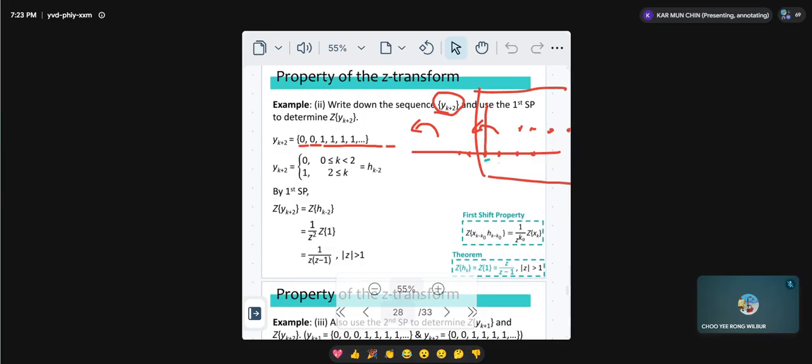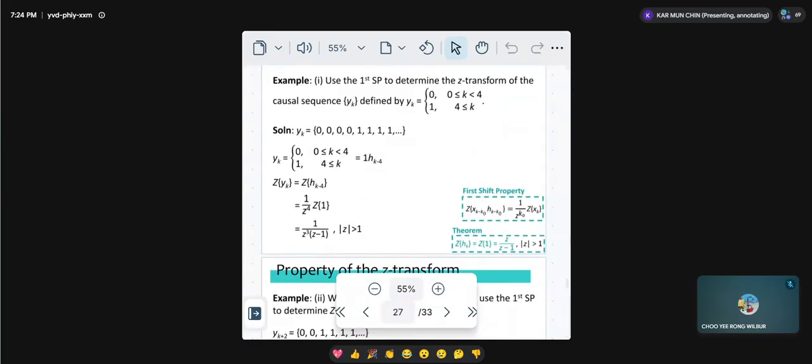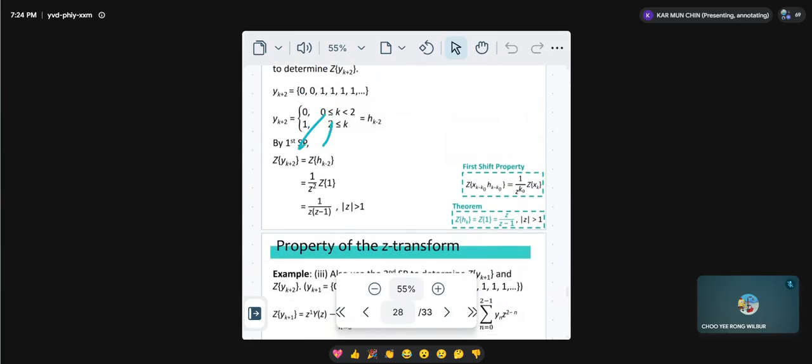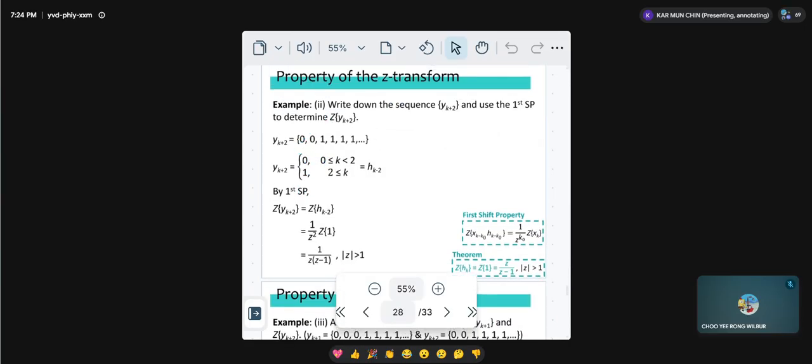So it is 0 when k is more than 0 and less than 2, and the third one will be 1, 1, 1. So it will be k more than 2 equal to 1. So this is what is meant by shift to the left, k plus 2. By referring to the original sequence, they will be missing these two. So this is what you get here, and also this one.